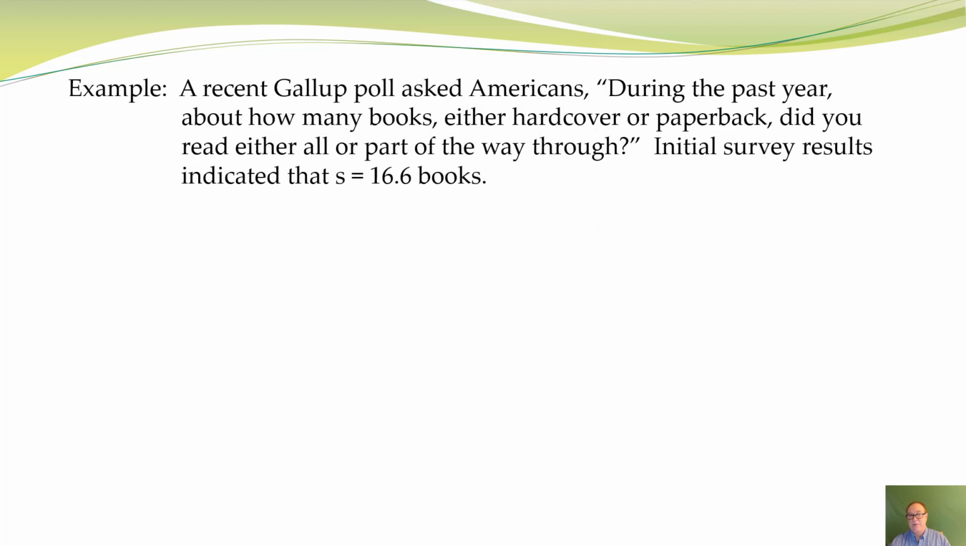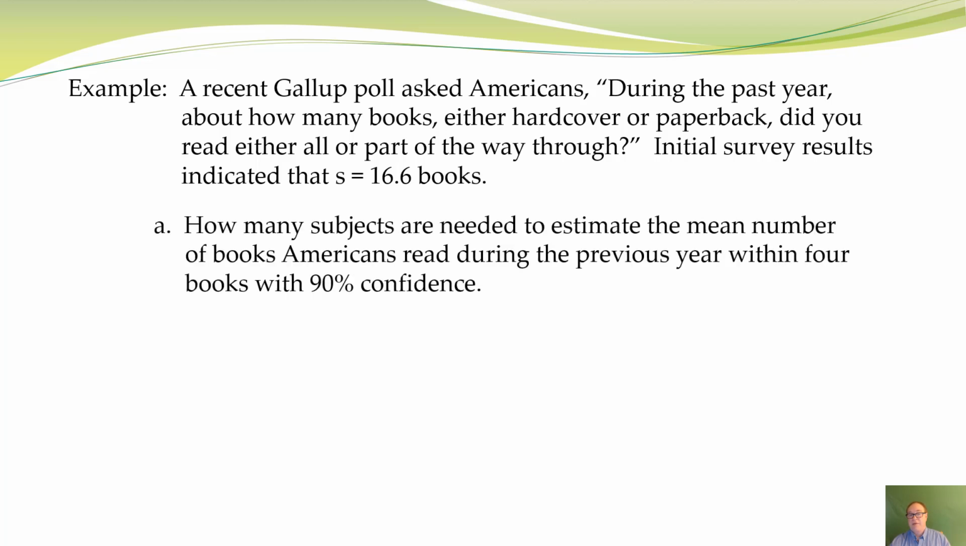So, example, a recent Gallup poll asked Americans during the past year about how many books, either hardcover or paperback, did you read either all or part of the way through? Initial survey results indicated that S was 16.6 books. So, how many subjects are needed to estimate the mean number of books Americans read during the previous year within 4 books with 90% confidence? Okay. So, S is 16.6. E is 4 because we want to be within 4 books.